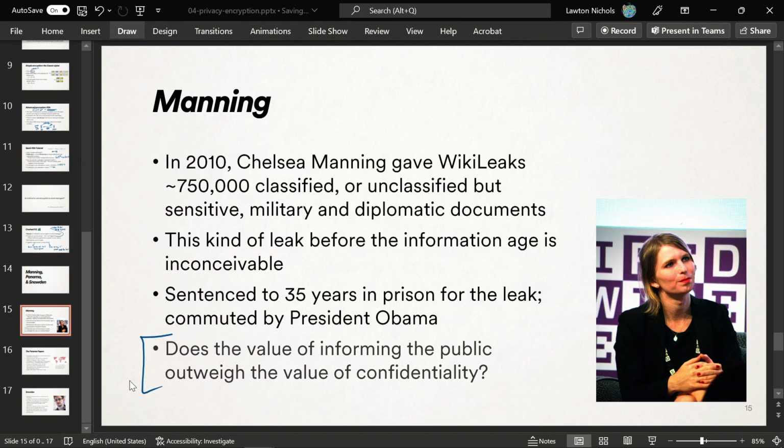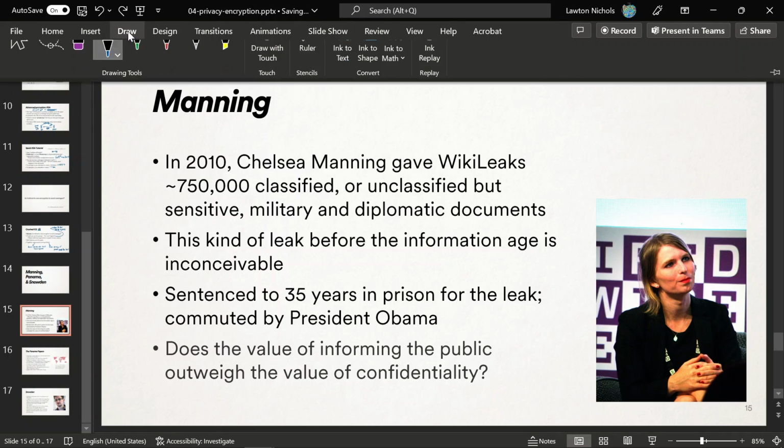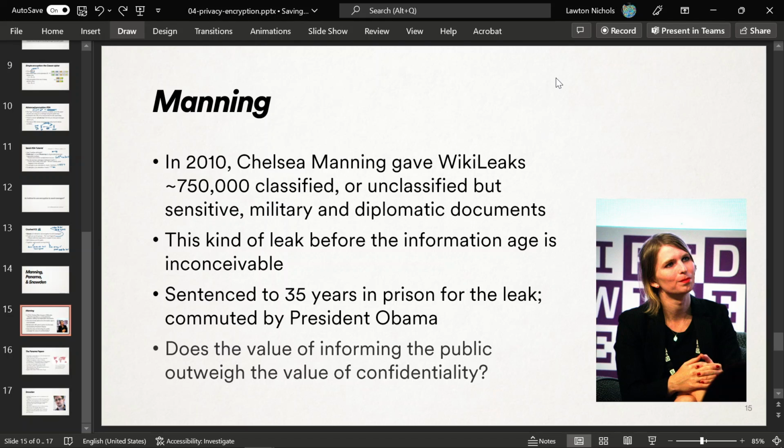So the question here is, does the value of informing the public of something potentially horrendous, like what was going on, outweigh the value of confidentiality? So all these documents, they were classified. She broke the law by releasing them, so was it still right to do, though? This is an ethical question.